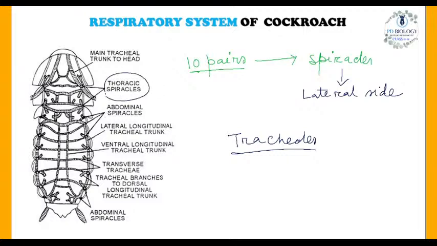And the gaseous exchange takes place in the tracheoles by the process of diffusion. See the thoracic spiracle, main tracheal trunk to head, abdominal spiracles, tracheal trunk, ventral tracheal trunk, transverse trachea, and the tracheal branches to dorsal longitudinal tracheal trunk. These are the abdominal spiracles. So from this we move to the next part.